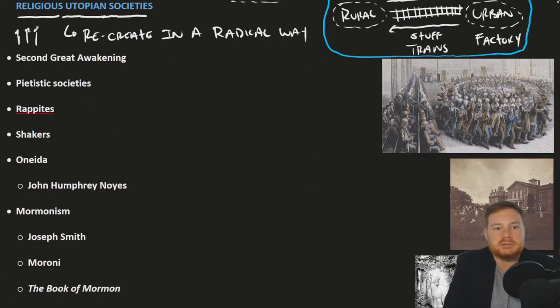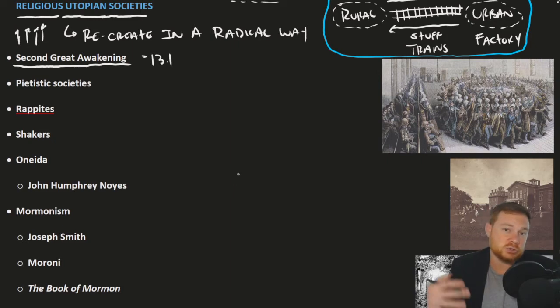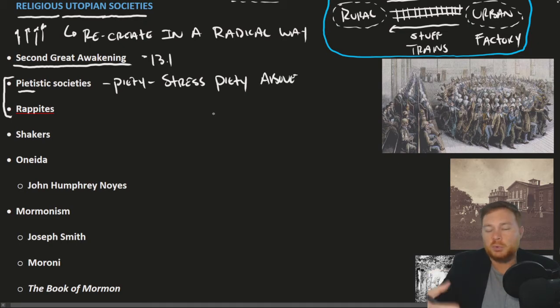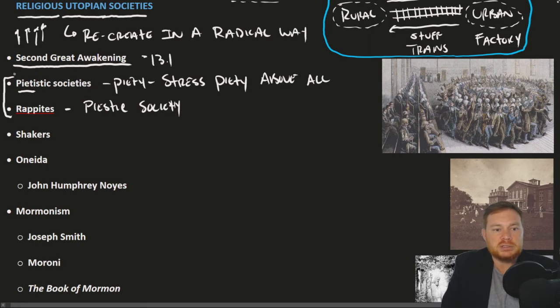Now, in terms of ones that are influenced by religion, we do have to recall that the Second Great Awakening, which we talked about in section 13.1, is sort of underlying all of these things. So church membership is skyrocketing. People are going to church much more. The emphasis on individual salvation, et cetera, et cetera. Some of these societies were just purely religious societies, either pietistic societies, keyword being piety. That means to stress piety above all, what's important in religion. And the Rappites, who you might just call a pietistic society. These were just some of the earliest and more popular religious communities that were completely insular. In a lot of ways, they were also communal. They, in short, rejected the notion of private ownership and private property, and instead lived in a much more communal but separate way.